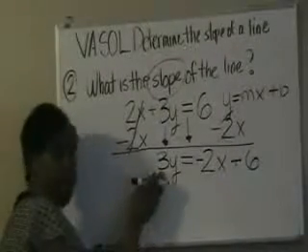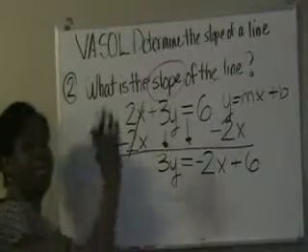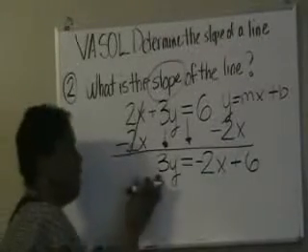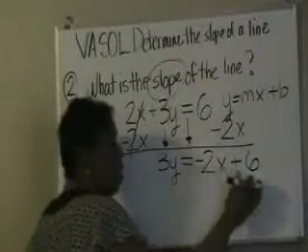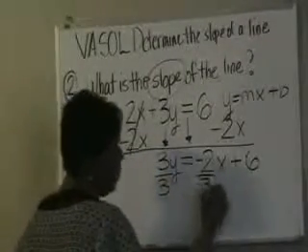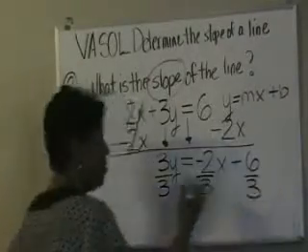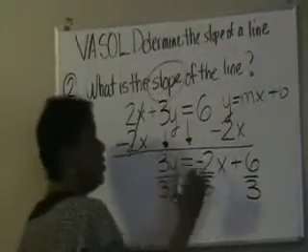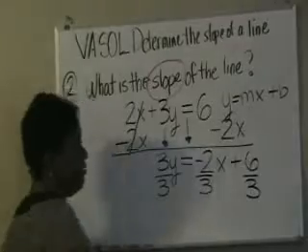Now I need to get rid of this 3. Whatever you do to one side, you need to do to the other side. So I'm going to divide this by 3. That means I'm going to have to divide all of this by 3. So I divide this by 3, I divide this by 3, and I divide this by 3. So I divided the 3 by 3, the negative 2 by 3, and the 6 by 3.